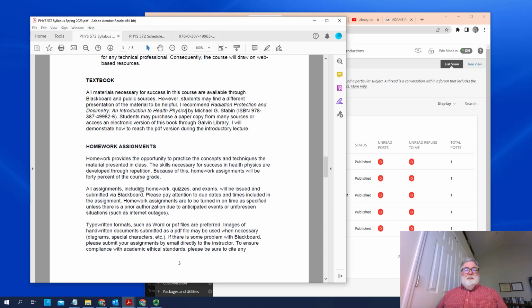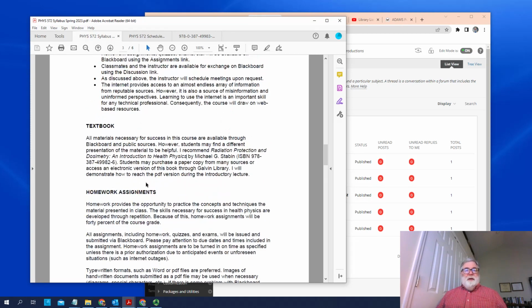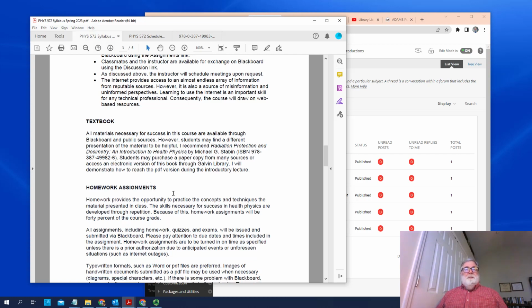Homework assignments might be quizzes, might be fill in the blank, might be short answer, it might be some brief calculations you need to do. We're going to have examinations, 3 of them, one after each section, one after the basic science, one after the quantities and standards, and one after the applications and professional development.